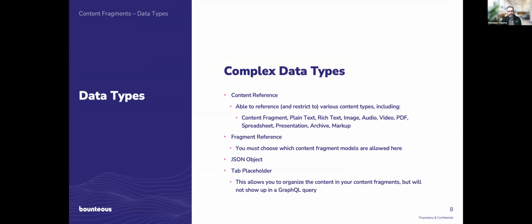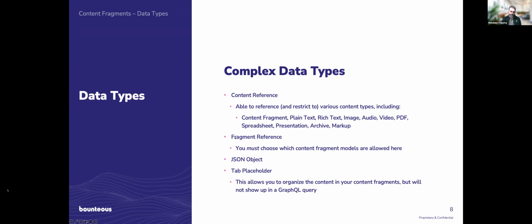So we'll get into these, but I just wanted to give a little intro. For a content reference, basically that means that you can reference an image or any kind of other content within AEM. So whether that's another fragment, you can also have videos or audio, PDFs, all sorts of things like that. And we'll get into an example where we show how that can be used.